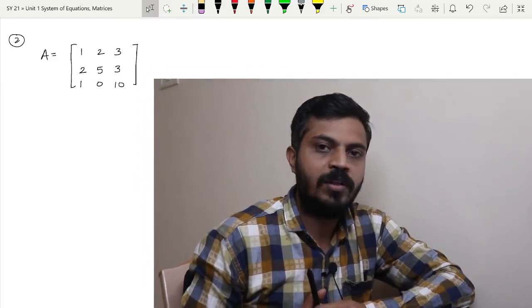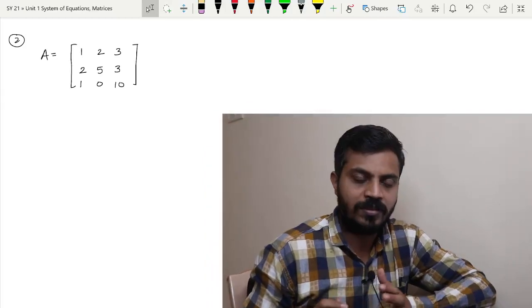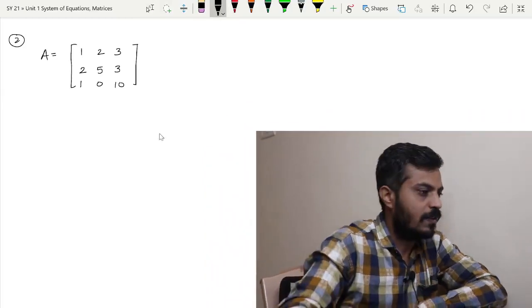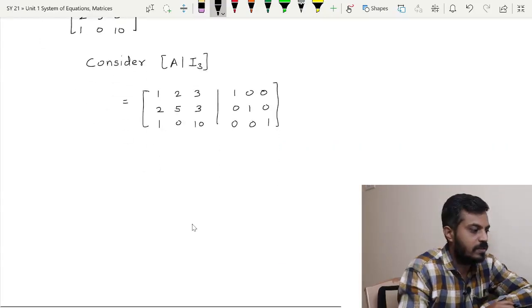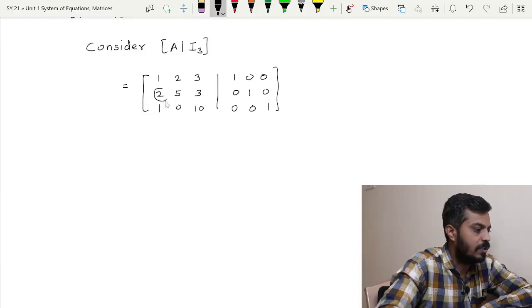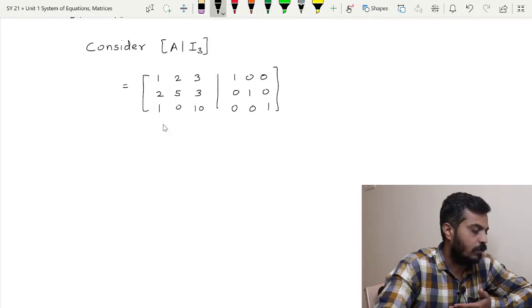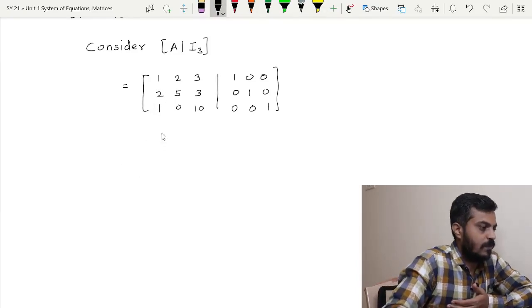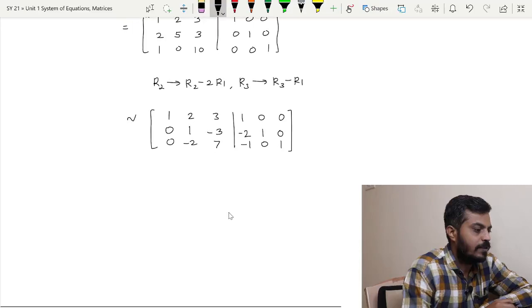Now in this example you can see that our matrix A is of order 3, therefore we are going to consider A I3. Now can you guess the first operation? We have to make this entry and this entry 0, because first of all we will convert it to echelon form. So on R2 we will perform R2 minus twice R1, and on R3 we will perform R3 minus R1. So we will get this matrix.